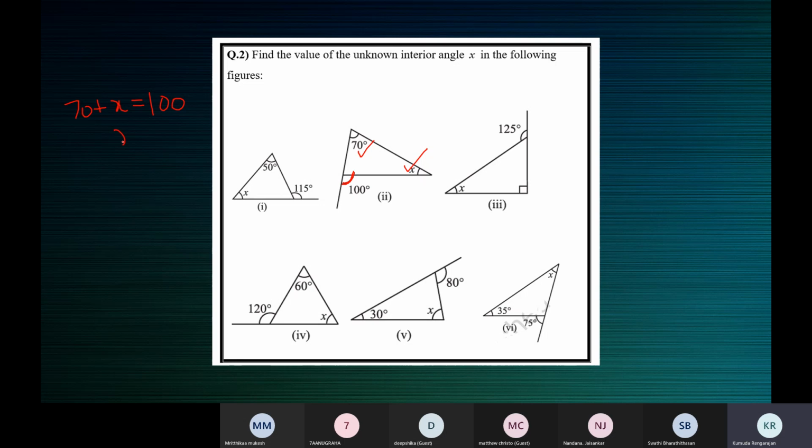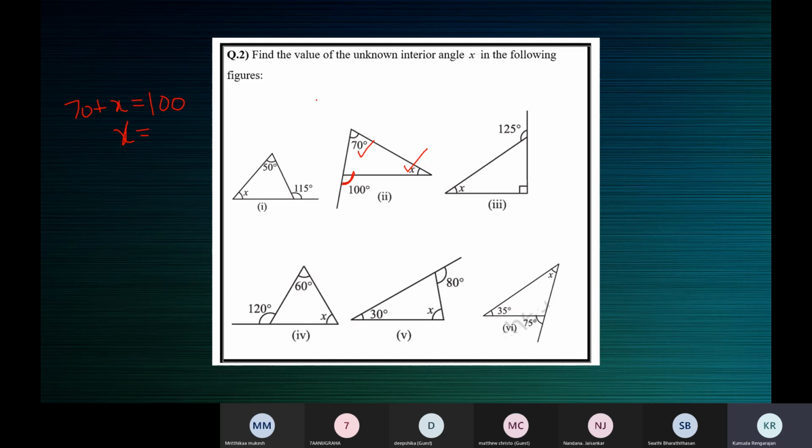Now, on solving this, x is equal to what? Ma'am, x is equal to 30 degrees. 100 minus 70, so x is equal to 30 degrees.